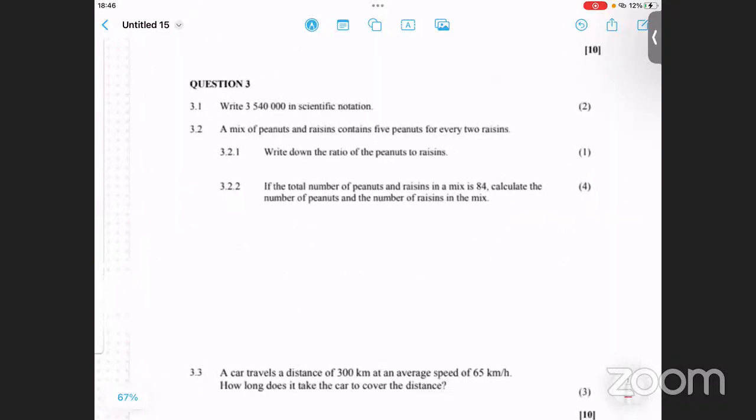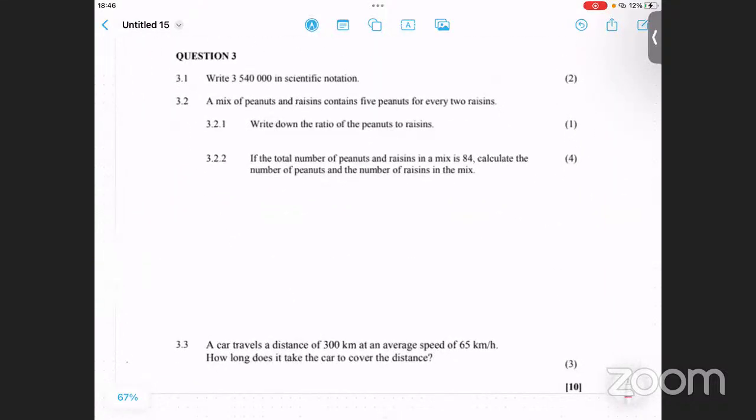Okay, now let's go to question 3. Question 3 says, write 3,540,000 in scientific notation. How are we going to write it in scientific notation?